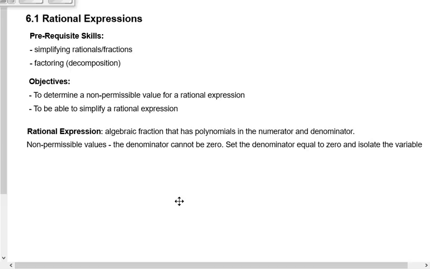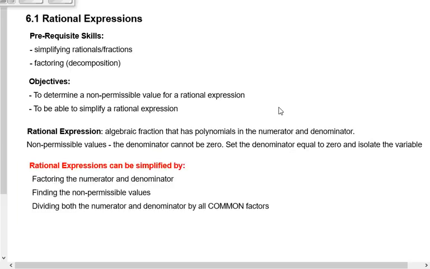The first thing that we always have to do is determine what the non-permissible values are. In any fraction, you should know that the denominator cannot be 0. If it's 0, that means it's undefined. So we have to make sure that we determine what the non-permissible value is. We always set the denominator equal to 0, and then we isolate the variable, similar to how you set the radicand greater than or equal to 0 in the last chapter.